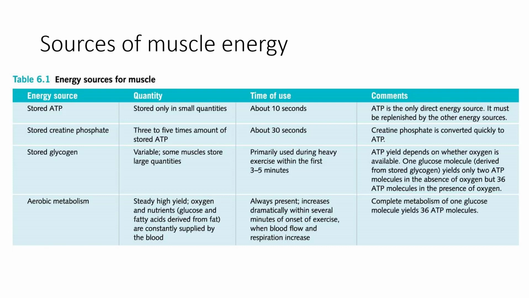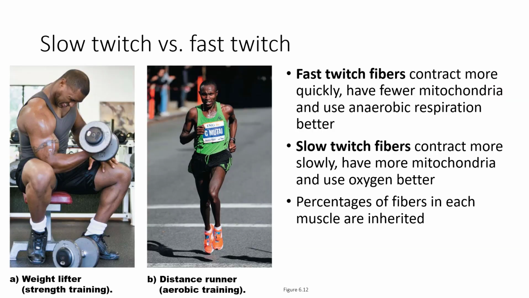A distance runner will burn right through that stored ATP, stored creatine phosphate, and stored glycogen before he's even done with his first half mile. From there on out, it's all aerobic metabolism. Those potatoes that he ate the night before, they're getting burned and getting used for aerobic metabolism. That's aerobic training. You see this guy? He's breathing heavily and he is in his 26th mile.